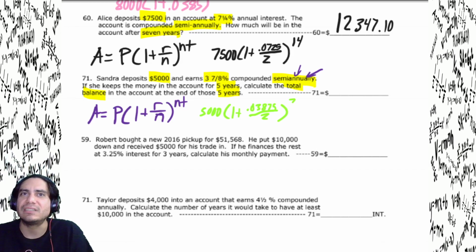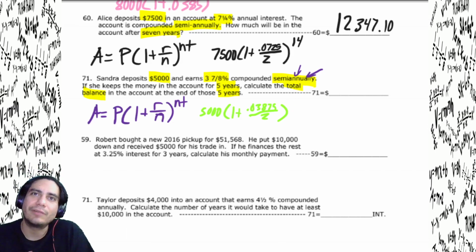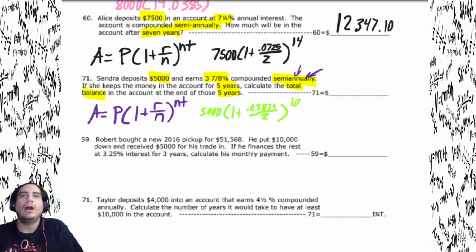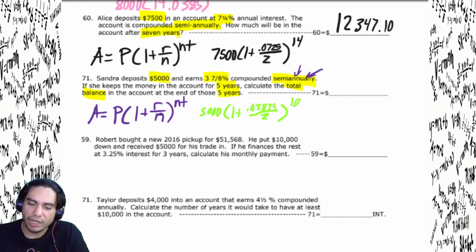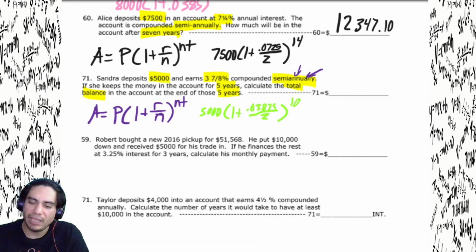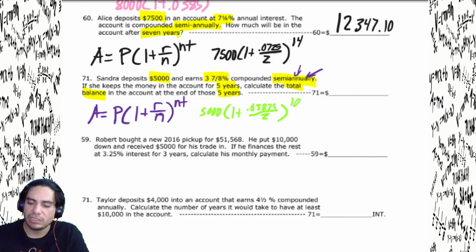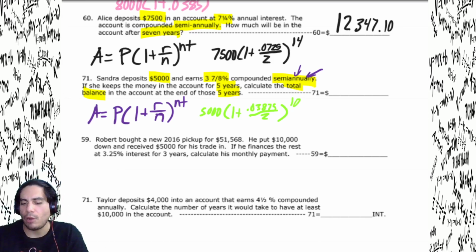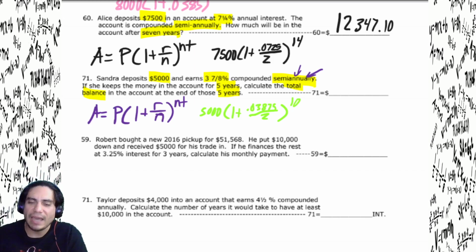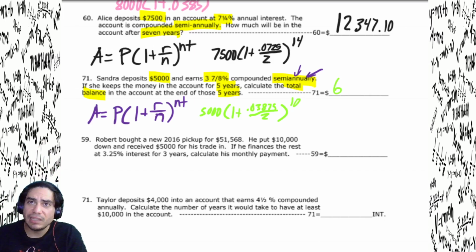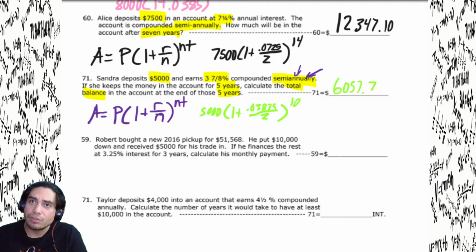And now we're going to raise it to the 2 times 5 power. Or even better yet, let's raise it to the 10th power. All right, let's see what we get here. We get 5,000. Enter. 1. Enter. 0.03875. Enter. 2 divide. Add it to the 1. Raise it to the 10th power. And then multiply it by the original $5,000 in principal. And we got $6,057.73.